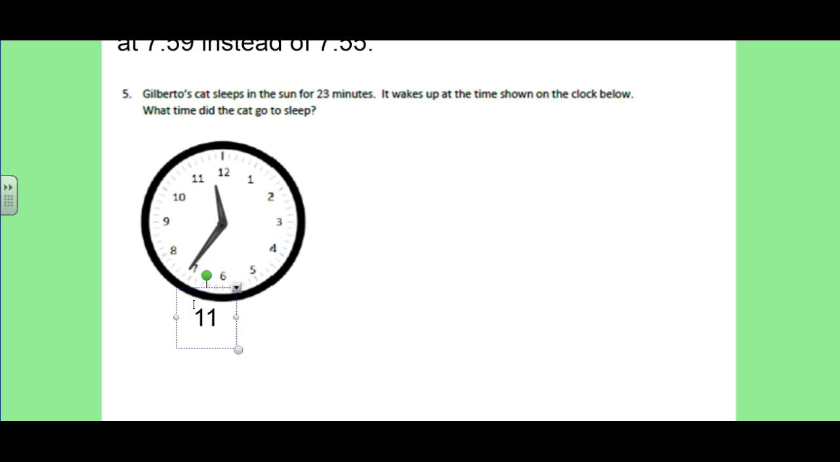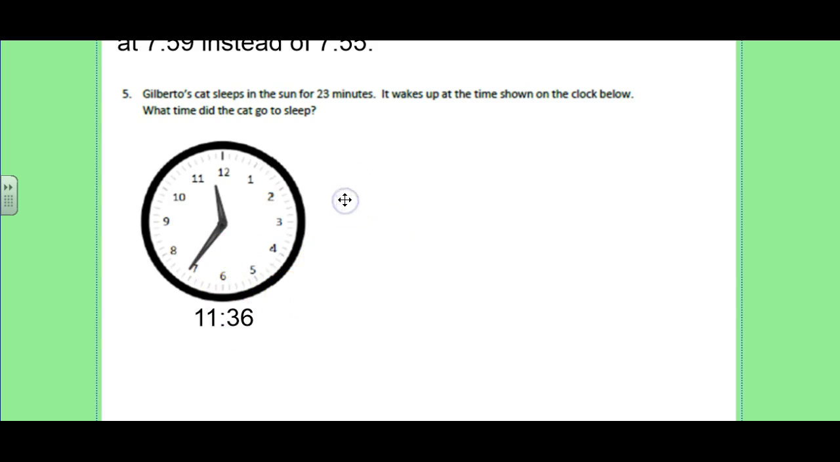Okay, so the clock is showing 11:36. So we know that the cat woke up at 11:36, and we know that the cat slept for 23 minutes. So we're just trying to figure out what time did the cat actually go to sleep. So once again, we're going to be looking at the minutes, and we're going to be subtracting those to see how much time was in between and what time this cat actually went to sleep.